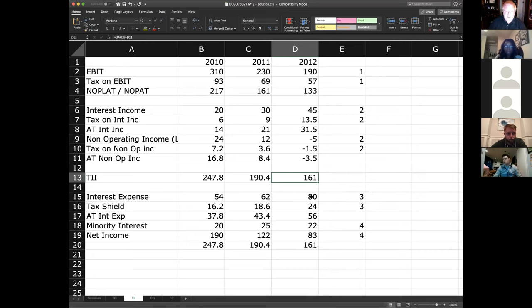I distributed 56 to interest, net of interest tax shield. I distributed 22 to the minority shareholders and 83 to my common shareholders. You add those three together, you basically get the 161. And that's the format of the TII. So again, just quick questions about TII.